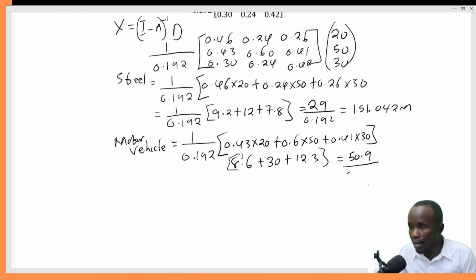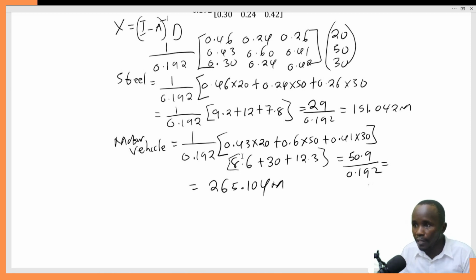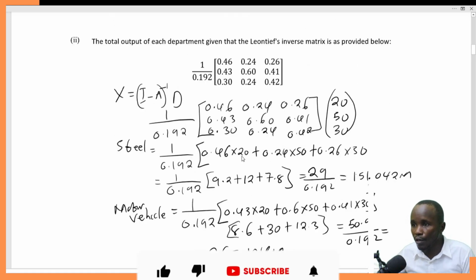50.9 divided by 0.192. This divided by 0.192 gives us 265.104 millions. Finally, we have the last department from this question.